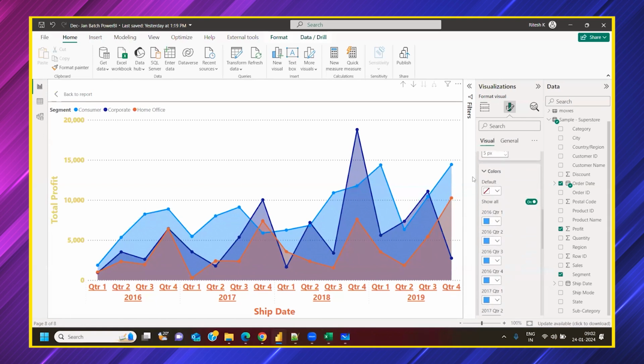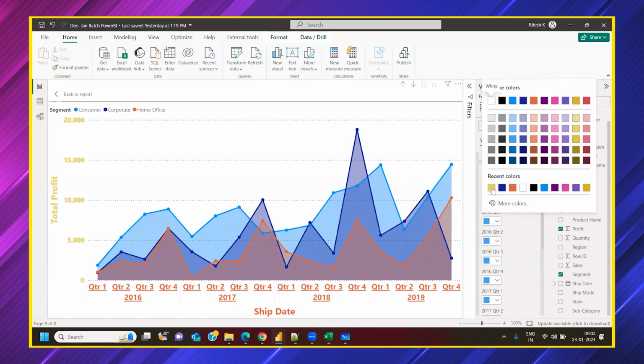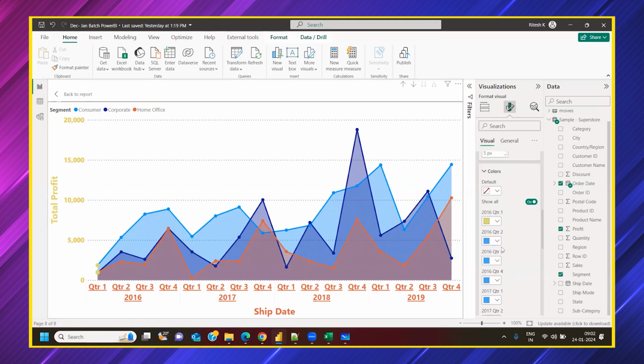Let us try what the colors option means. See, for quarter one, it is yellow. Now what I'll do, maybe I'll make it more interactive. Let me change the colors first. Rather than markers, I'll go to lines.